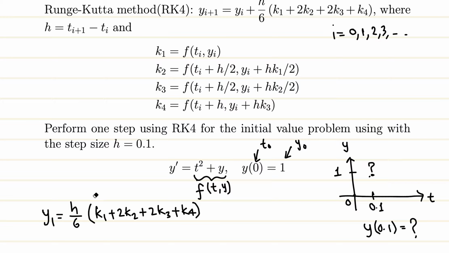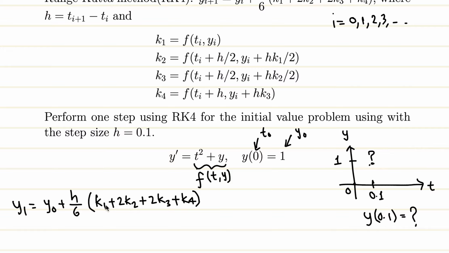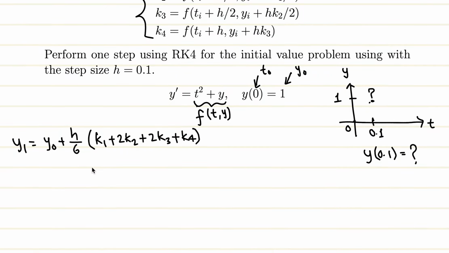So the next point is the previous point plus this one. And most of the work goes on finding k1, k2, k3, k4. These are given here, and we are taking i equals 0 because we are doing only one step. If we had to do one more, then we would have t1, y1, and we would just plug in that point, t1, y1, and whatever we find.